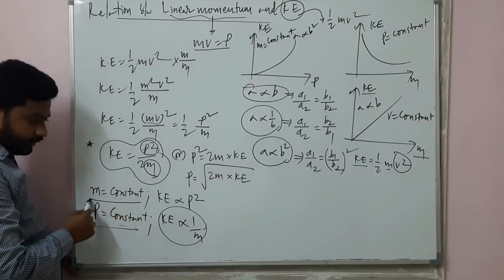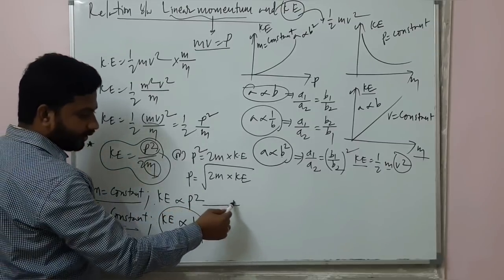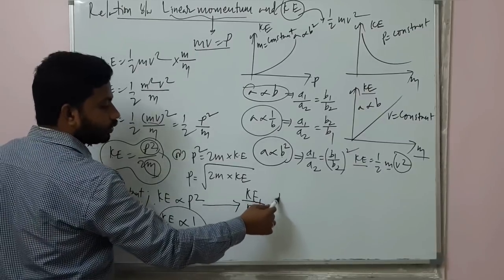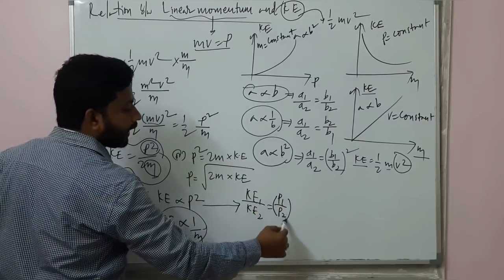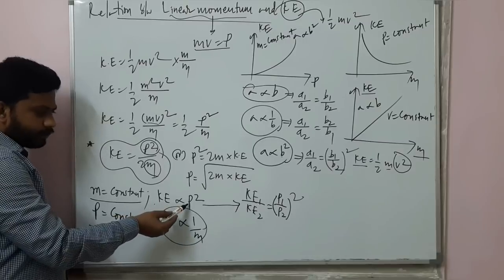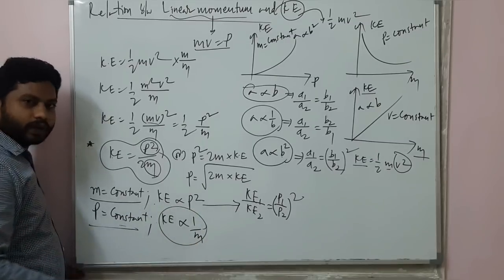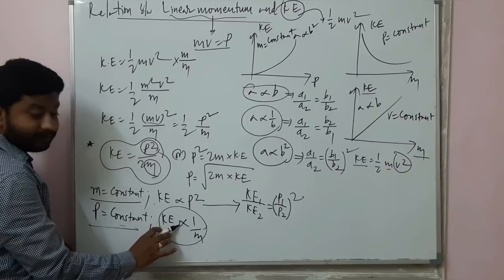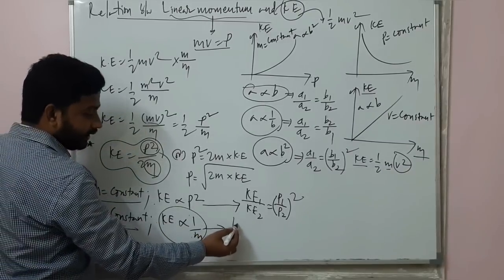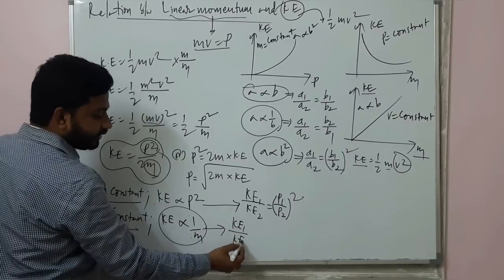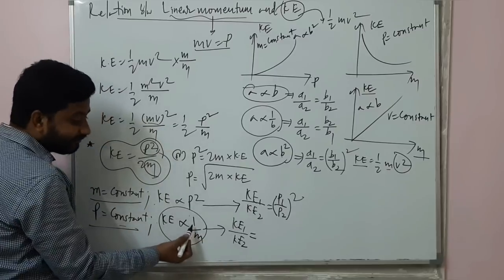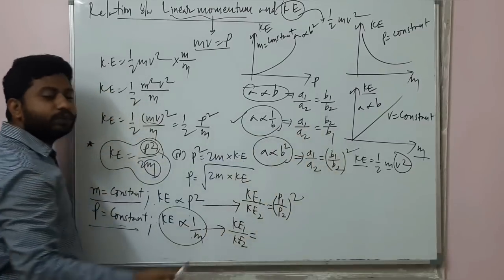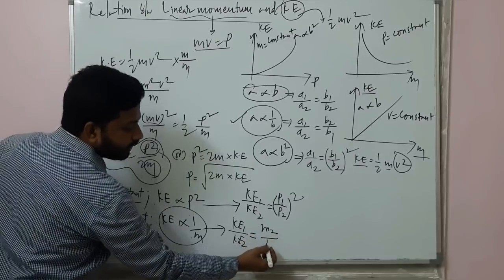When mass is constant, kinetic energy is directly proportional to P square, right? Here, the ratio of kinetic energy, KE1 by KE2, is equal to P1 by P2 whole square. Is it correct? A is directly proportional to B square, A1 by A2 is equal to B1 by B2 whole square. Now, kinetic energy is inversely proportional to M. So I can write KE1 by KE2 is equal to, is it in the form of A is inversely proportional to B? Yes, A1 by A2 is equal to B2 by B1. The same thing I can write, it is M2 by M1.